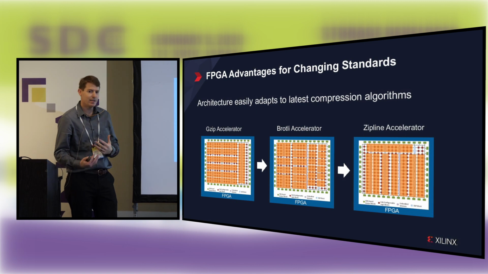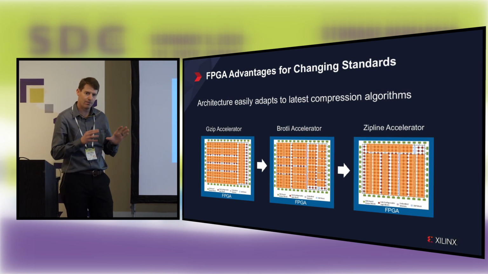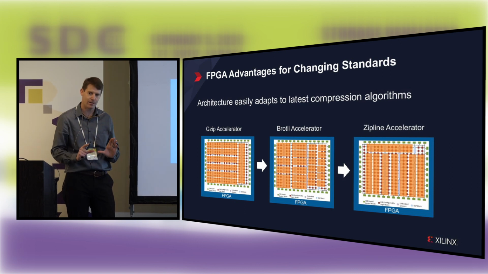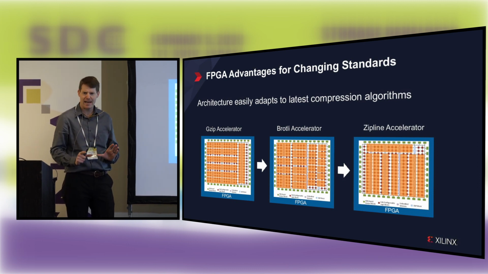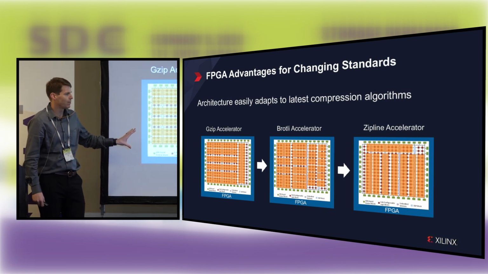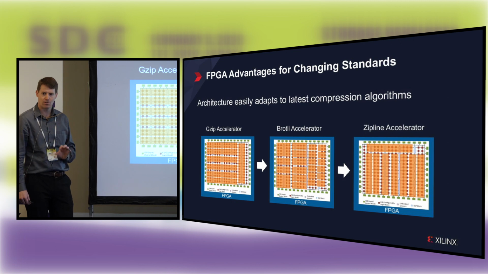So the reason that people look at doing an FPGA for these compute functions is you can not only have that standard piece of hardware, but you can adapt to evolving architectures. So one of the things that a lot of people are looking at computational storage for is compression.